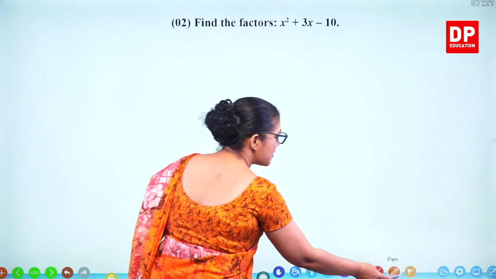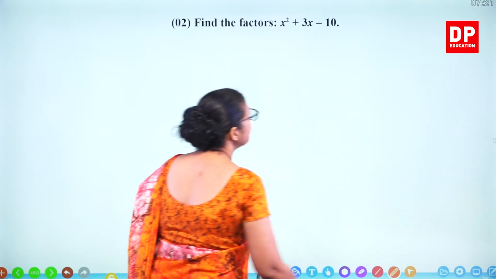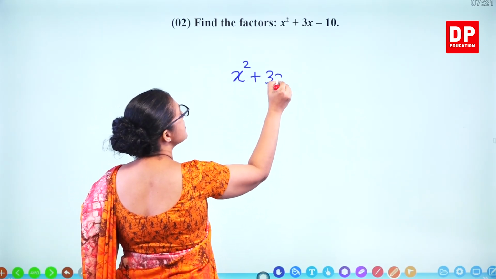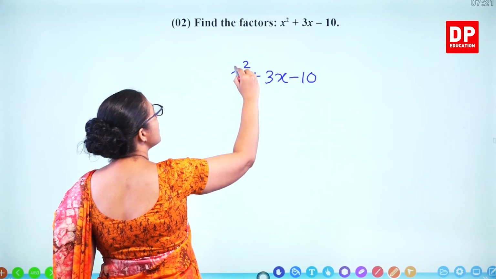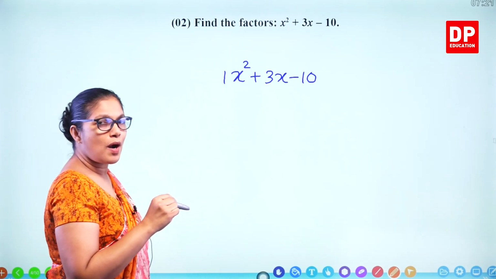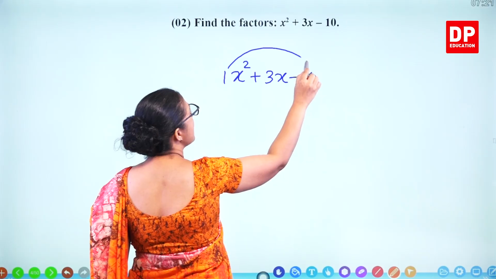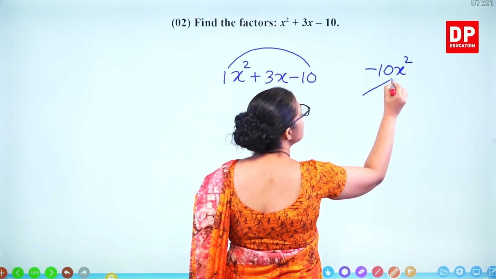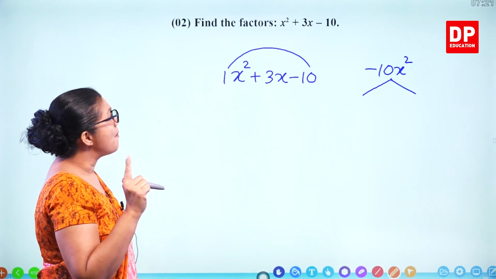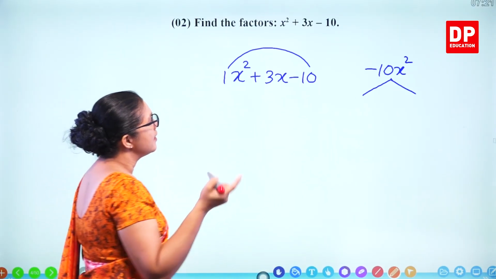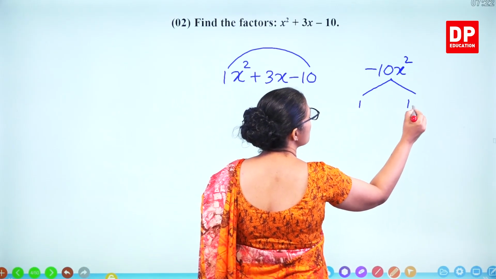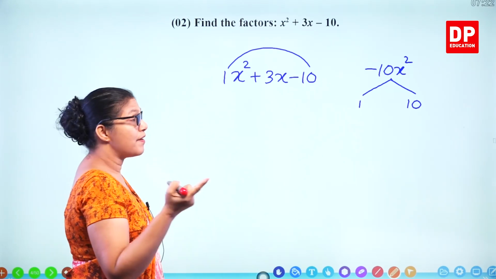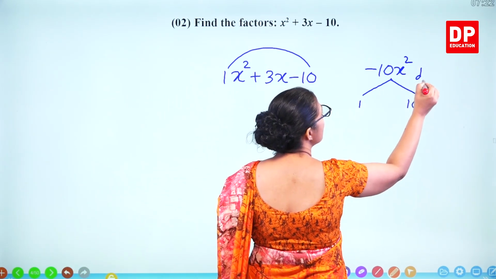Find the factors. So this is a quadratic expression. So how you find out the factors? X squared plus 3x minus 10. So here in this one, this is 1. If there's another number, you multiply these two, you get minus 10x squared. What are the factors of minus 10x squared? The middle term you need to get 3. So just you can write down the factors 1 and 10. It's not working. So this minus means you are looking at the difference. So you need to look at the difference.